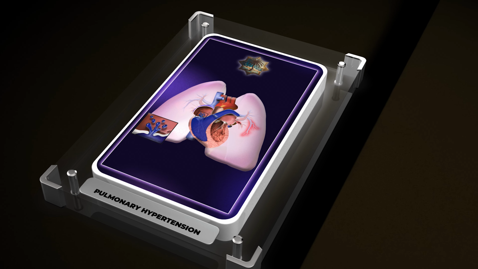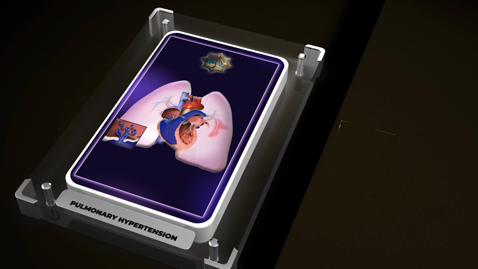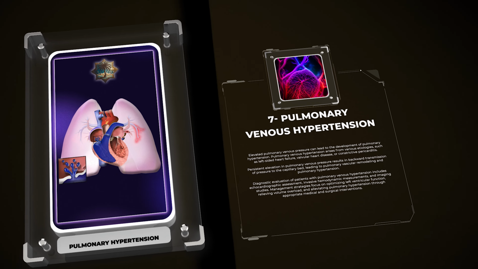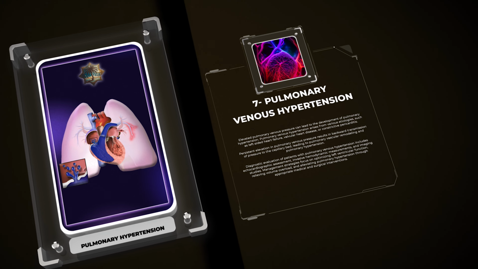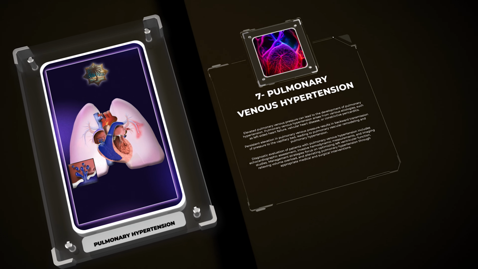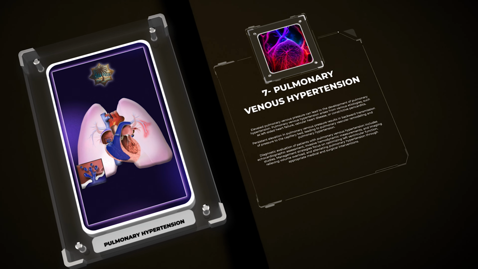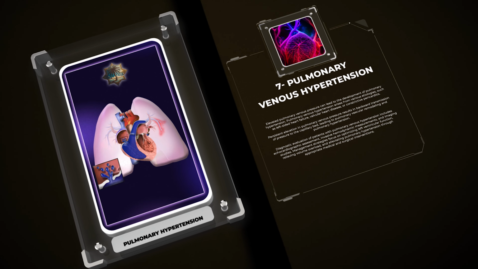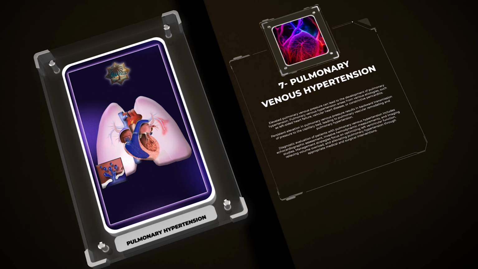Elevated pulmonary venous pressure can lead to the development of pulmonary hypertension. Pulmonary venous hypertension arises from various etiologies, such as left-sided heart failure, valvular heart disease, or constrictive pericarditis. Persistent elevation in pulmonary venous pressure results in backward transmission of pressure to the capillary bed, leading to pulmonary vascular remodeling and pulmonary hypertension. Diagnostic evaluation of patients with pulmonary venous hypertension includes echocardiographic assessment, invasive hemodynamic measurements, and imaging studies. Management strategies focus on optimizing left ventricular function, relieving volume overload, and alleviating pulmonary hypertension through appropriate medical and surgical interventions.